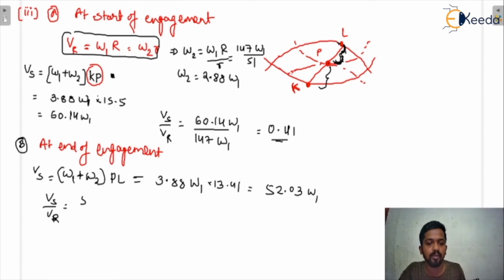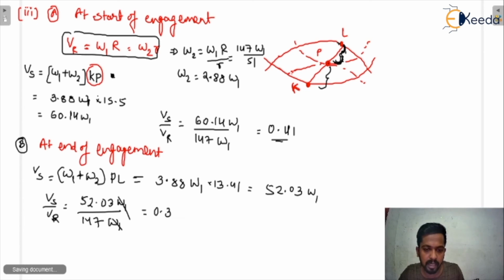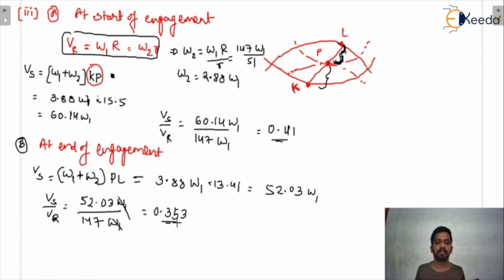Now we have to find out the ratio of sliding velocity to the rolling velocity, and we have to use rolling velocity in terms of omega, because the variable omega will cancel out here. That is omega 1 into r, 147 into omega 1, and finally it will cancel out and you will get the value 0.353. So 0.353 would be the answer.